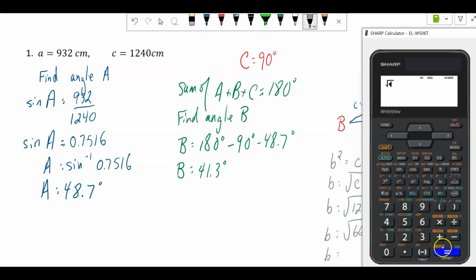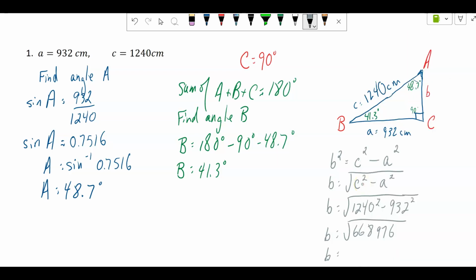So square root, let's call that close enough to say 818. We've got 817.9. We'll just write 818 for our purpose here. 818. This is in centimeters.